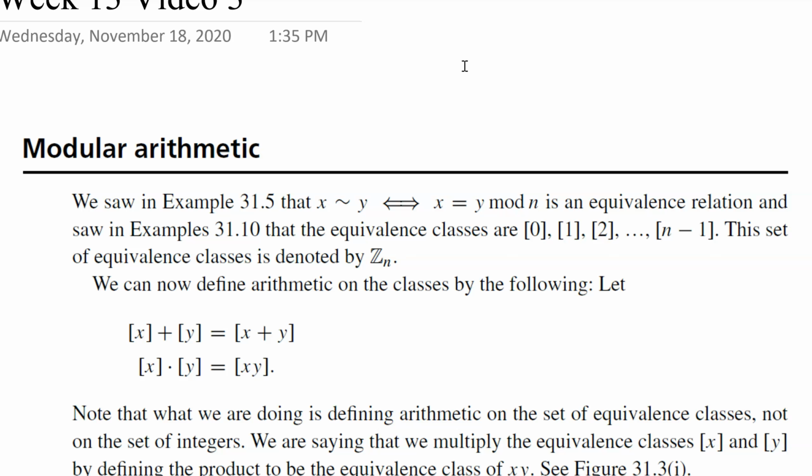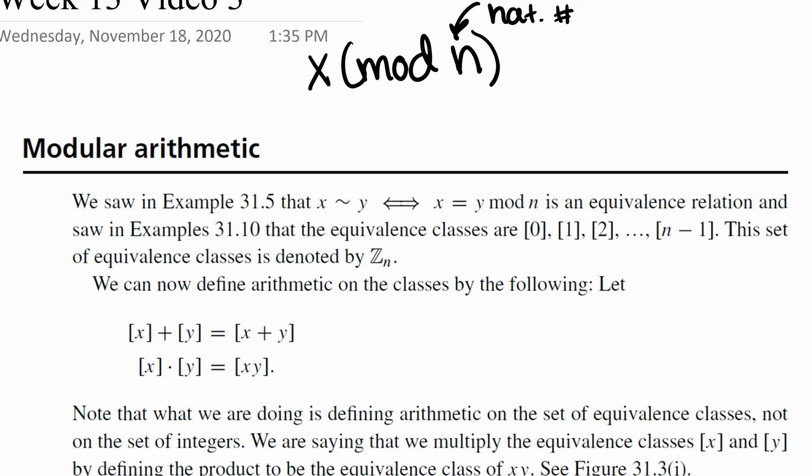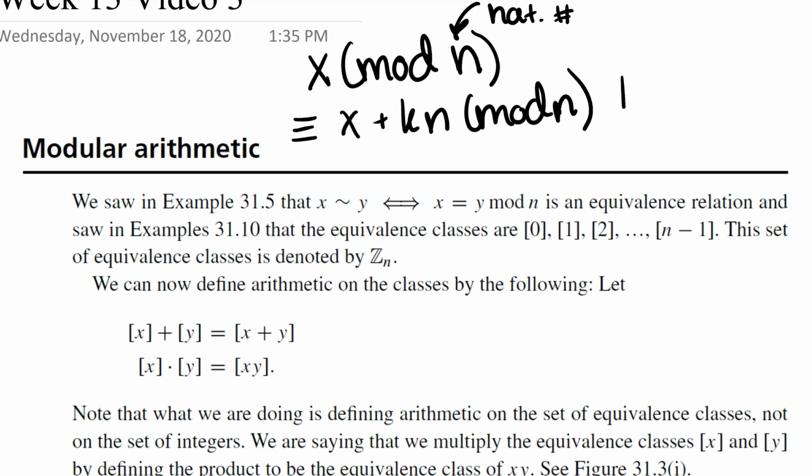So if you would like a quick review of that, let's say, for example, we have some x mod n. Well, n is a natural number, which covers non-zero. So x is going to be equivalent to x plus any k times n, mod n, where k is just any integer. So that's a very brief overview.